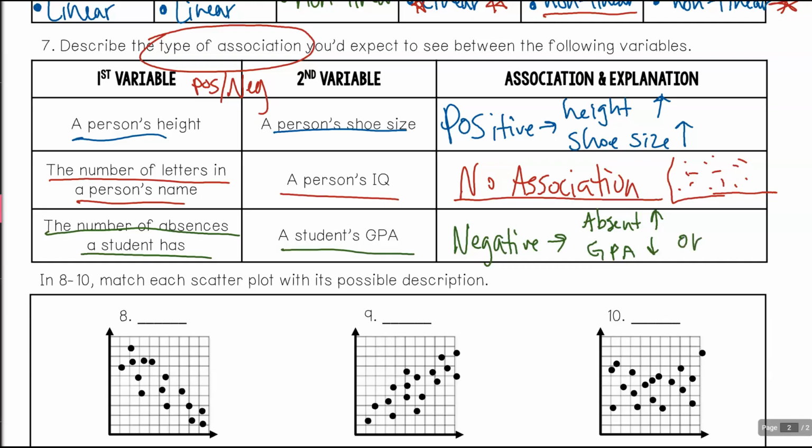Or you could look at it the other way. If you're absent less, your GPA is probably going to, for the most part, go up because that means you're going to be here, you're going to turn things in, you're going to understand the content in class. So either way you look at it, it's negative because one's going up and the other one's going down. More absences, lower GPA. Fewer absences, higher GPA, for the most part. So that's why that one's negative.